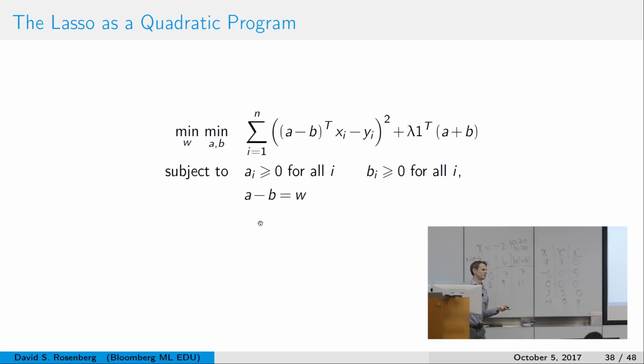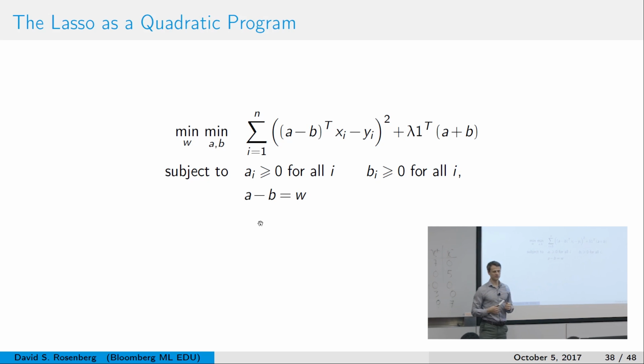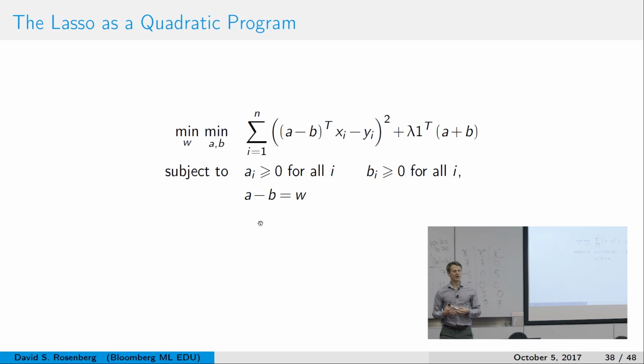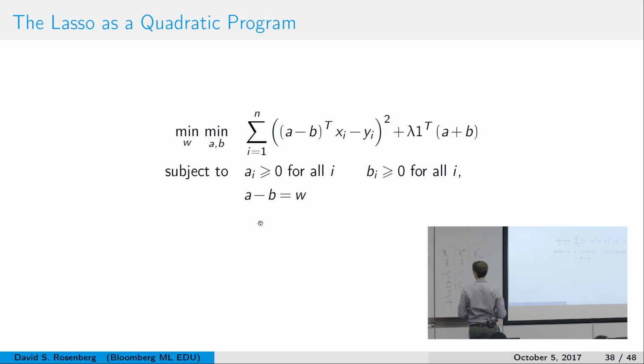And now we have another claim. We're still optimizing over 3D variables. It's annoying. But now I claim we don't need the A minus B equals W either. All right? So why am I saying that?